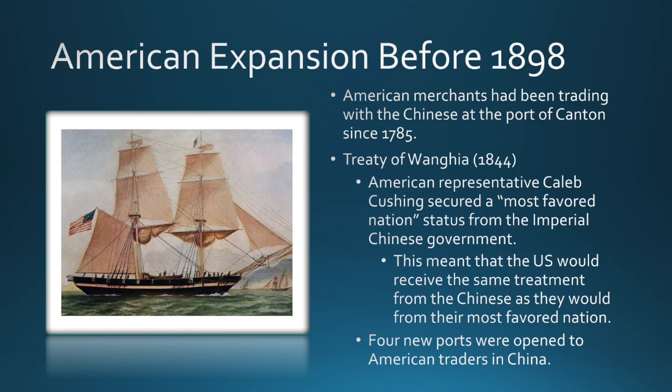Additionally, because of this, 4 new ports were open to American traders in China, because around this time the Chinese were coming out of their isolation, but not 100%. So some limited trade was going on, and a lot of European nations had already made a lot of agreements with the Chinese. We were a little bit late to that party. We're going to look at that a little bit more in a future video. But moving on from there, we are going to talk about the opening of Japan, which is our first major foray into Asia.